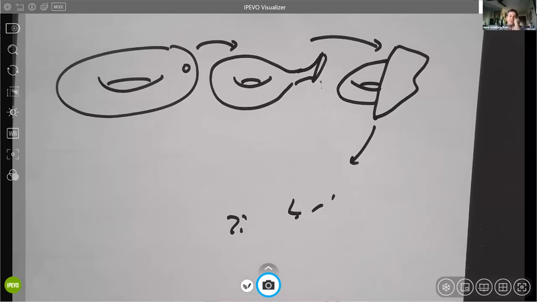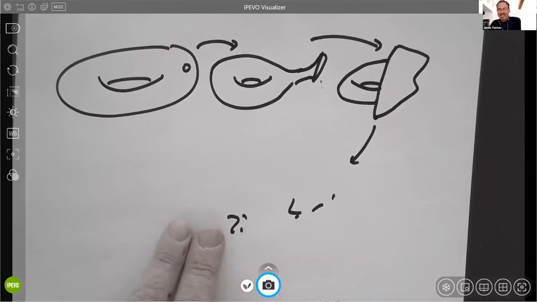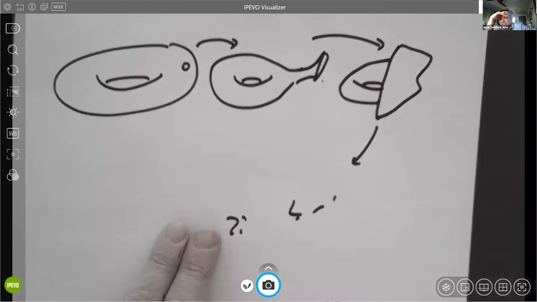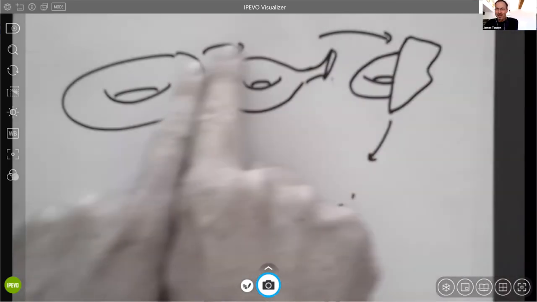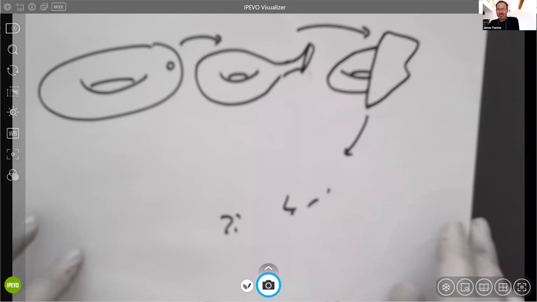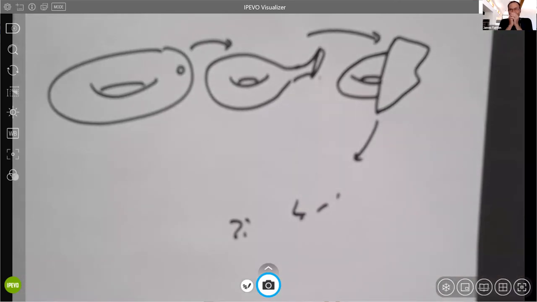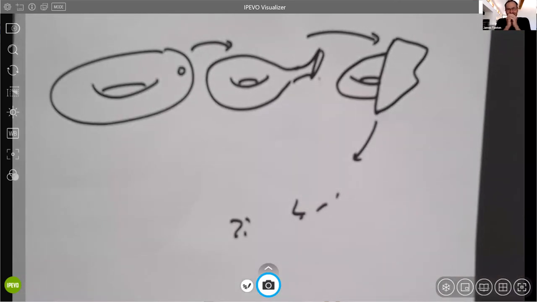A sphere? Oh, that would be interesting, because if I get a sphere, I like that answer, because then I could reverse it, which is basically turn a sphere inside out again, and I'll go back to the beginning. Oh, I could turn a sphere into a donut into a sphere. That's an interesting idea.